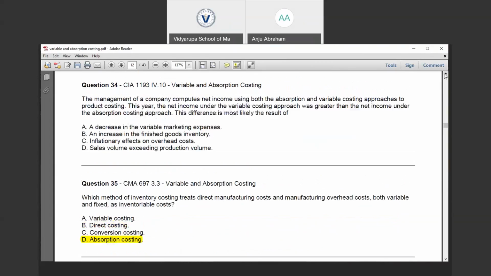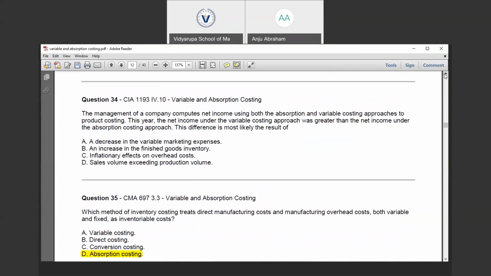The next question, question number 34. The management of a company computes net income using both the absorption and variable costing approaches to product costing. This year, the net income under the variable costing approach was greater than the net income under the absorption costing approach. So, what is the main factor which caused the net income reported under variable costing to be greater than net income reported under absorption costing?